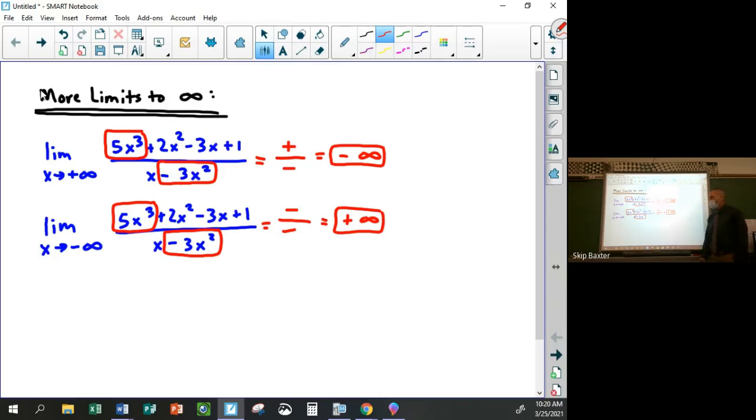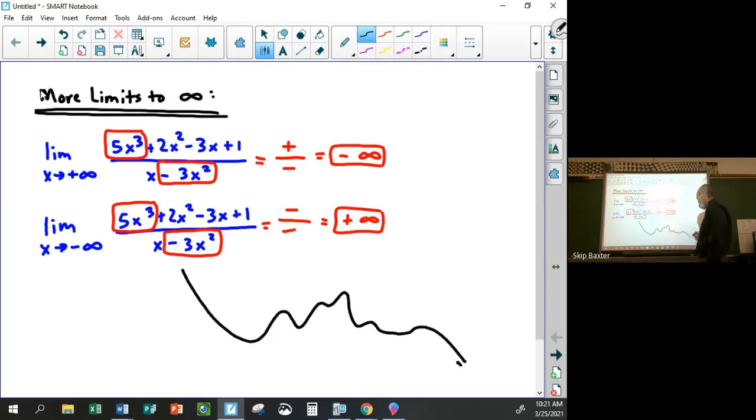So I don't really know a lot about this function, but I know that to the far left, it goes up, and to the far right, it goes down. Who knows what it does in between? So maybe it looks like this. It does some weird stuff, and then it goes down at the end. That's what this function looks like. As you go to negative infinity, it's positive infinity. As you go to positive infinity, the limit is negative infinity. What it does in between, who knows?